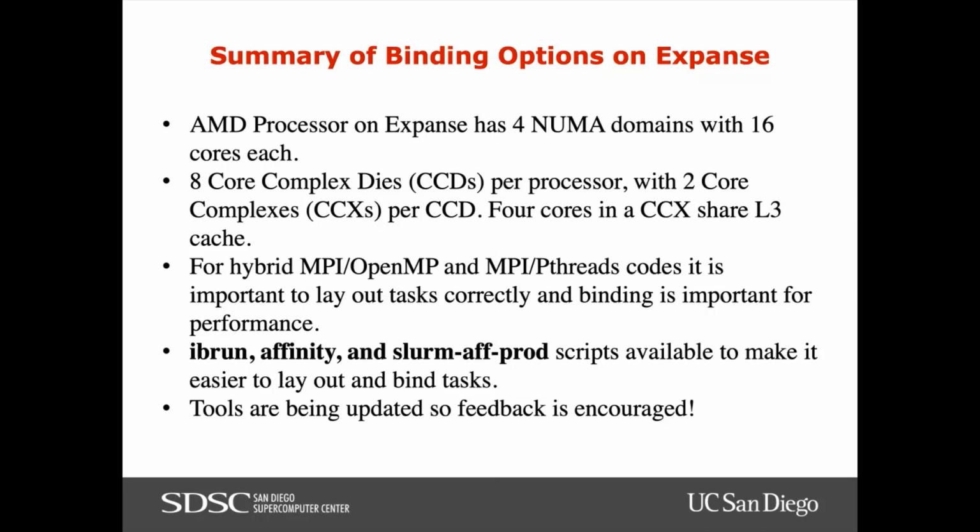To summarize what's there on Expanse in terms of binding options: the AMD processor on Expanse is laid out with 4 NUMA domains with 16 cores each, and 8 core complex dies per processor with 2 core complexes per CCD. The 4 cores in a CCX share the L3 cache, so keep that in mind when laying things out. For hybrid OpenMP and MPI, or even MPI and pthreads codes, it's important to lay out the tasks correctly. So the binding is really important in such cases.